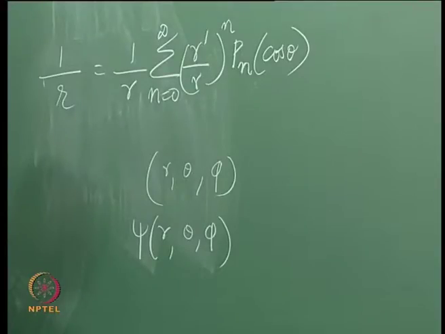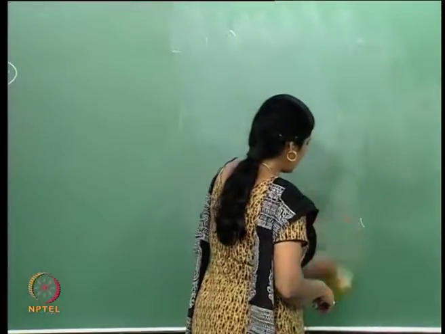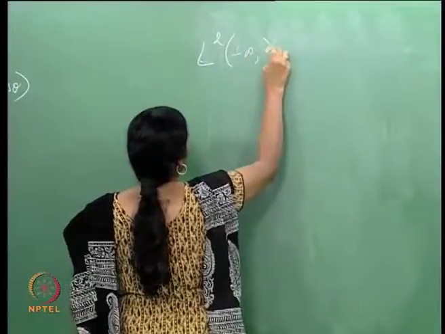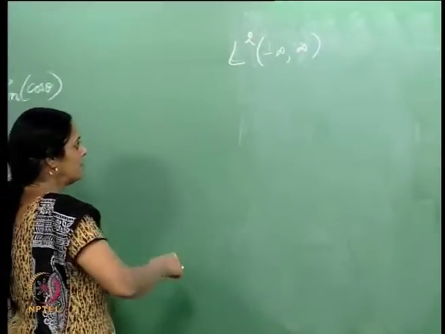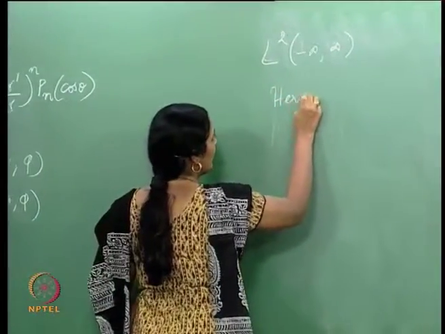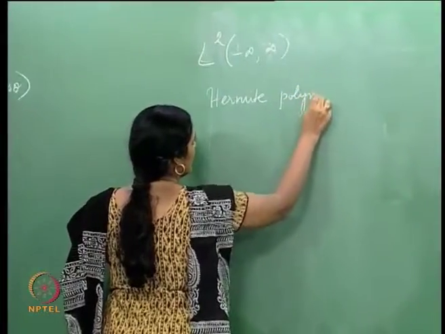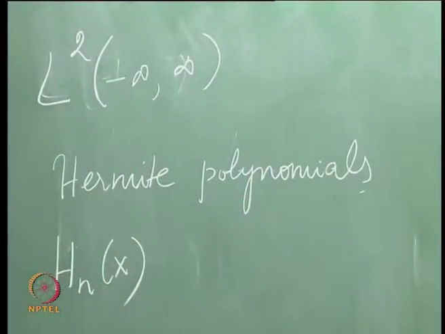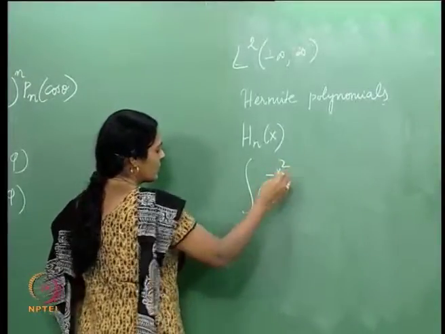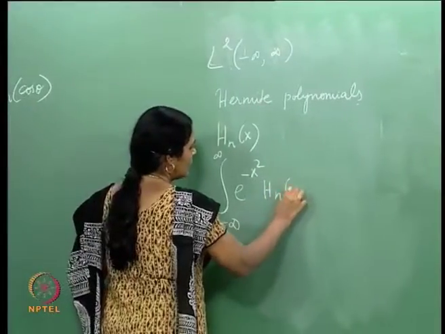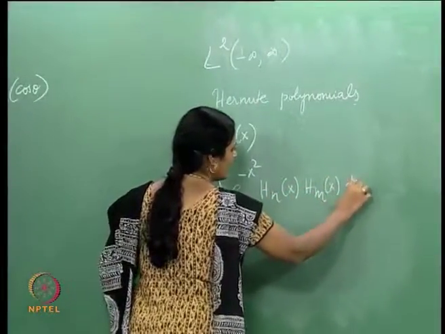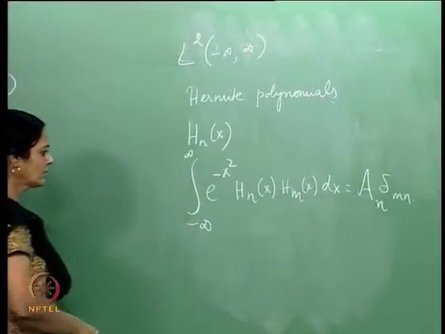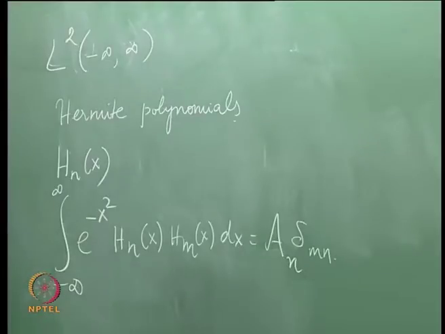The third example that I wish to consider for the space of square integrable functions is L2 minus infinity to infinity. I did mention this earlier. In this case, one could use the Hermite polynomials as the basis functions Hn of x, and their orthonormality property involves a Gaussian measure e to the minus x squared: the integral of e to the minus x squared, Hn of x Hm of x dx, is some a n delta mn. They form a complete basis in L2 minus infinity to infinity.